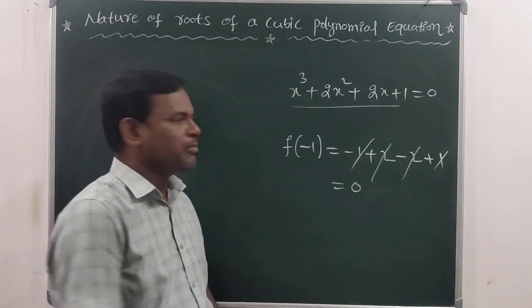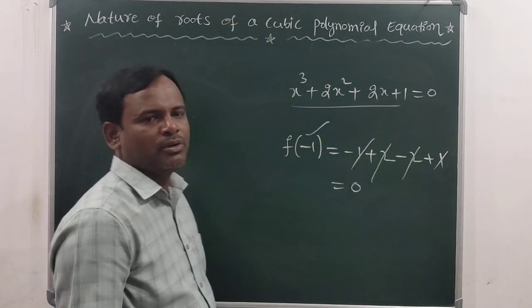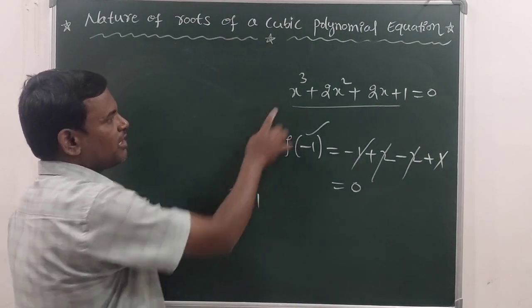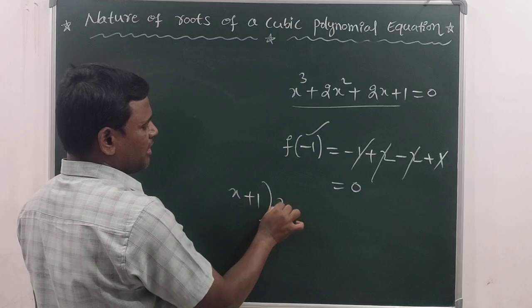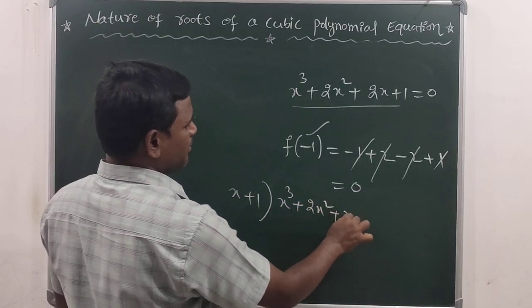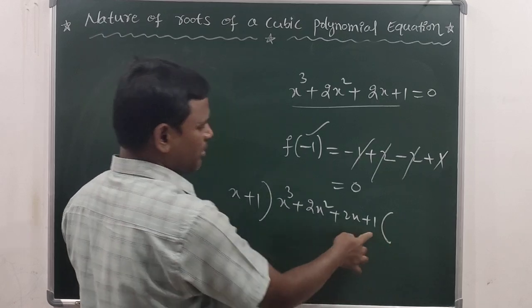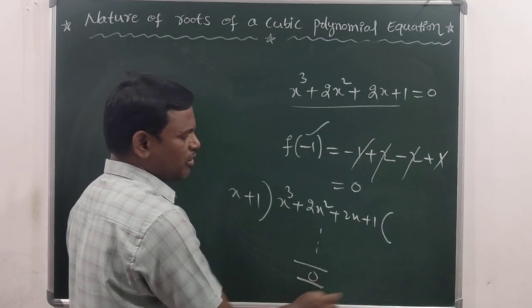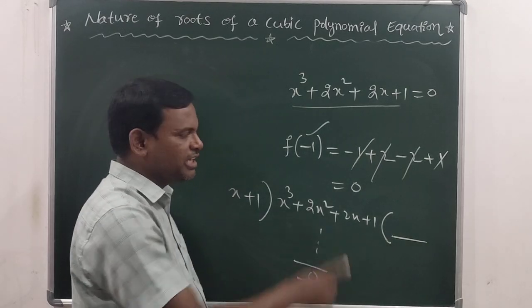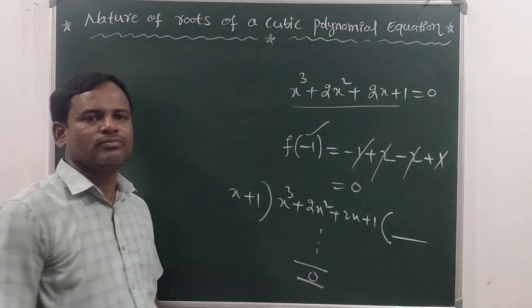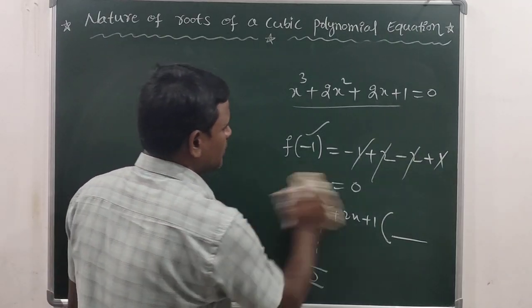Then you got minus 1 is one of the roots, which means x plus 1 is one of the factors of this cubic polynomial x cube plus 2x square plus 2x plus 1. Now divide this with x plus 1, so that you get the remainder 0 and some quotient. Equate that quotient equal to 0, so that you will get the other roots. You can answer like this.